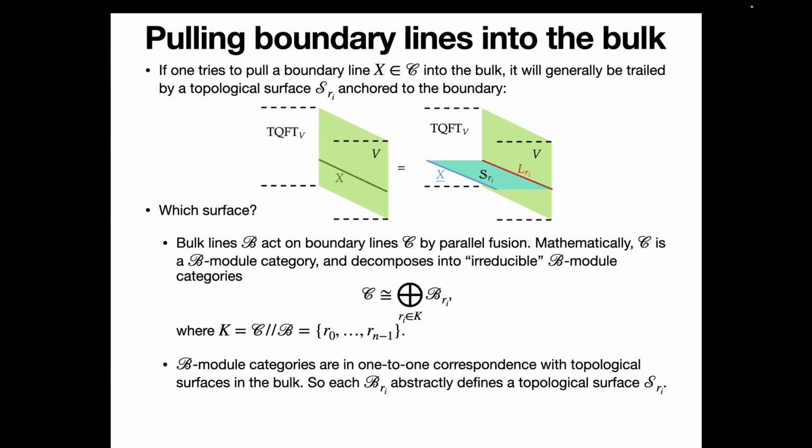And so the claim is, B module categories are in one-to-one correspondence with topological surfaces in the bulk. So in a sense, each of these graded components defines for you abstractly a topological surface of the bulk. And the claim is that if your boundary line belongs to a particular graded component, B_i, then the surface that you get when you try and drag it into the bulk is precisely this abstractly defined surface that corresponds to B_i, thought of as a module category. So that's very abstract, but there's a down-to-earth example which will illustrate it nicely.